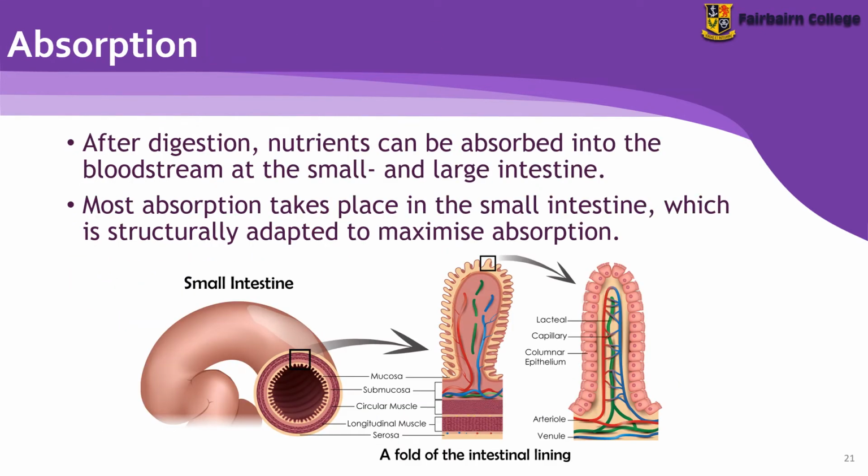The next process of the digestive system is absorption. After digestion has taken place, the food particles should be broken down into their simplest forms, nutrients. These nutrients then dissolve into water and can be absorbed into the bloodstream at the small and large intestine. Most absorption, however, takes place in the small intestine, and the small intestine is specifically adapted to maximize absorption.